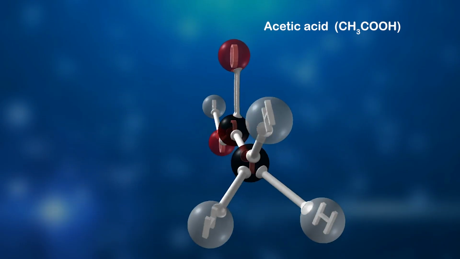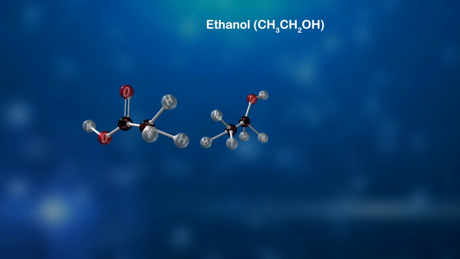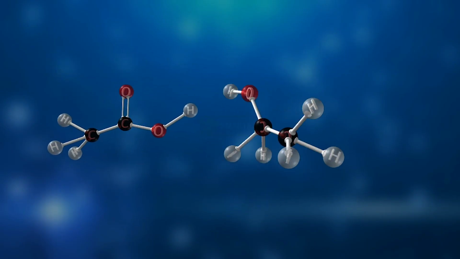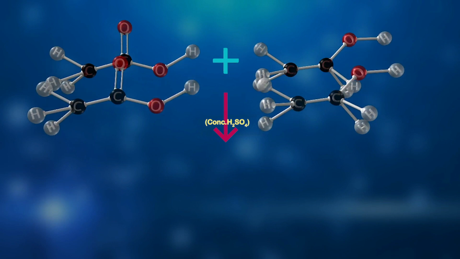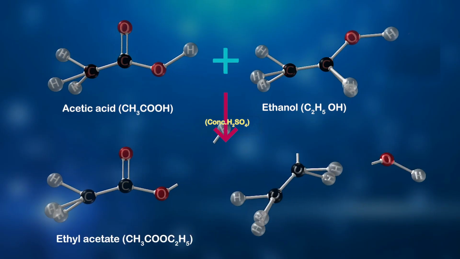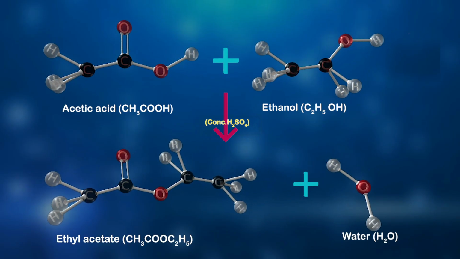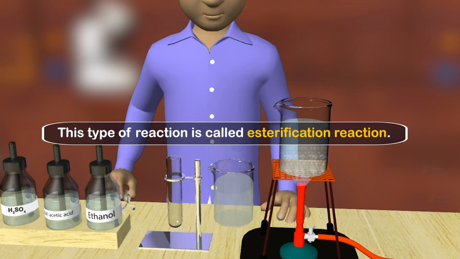Here, acetic acid, that is CH3COOH, plus ethanol, CH3CH2OH, in the presence of concentrated H2SO4 or sulfuric acid gives rise to ethyl acetate, CH3COOC2H5, plus water, H2O. This type of reaction is called esterification reaction.